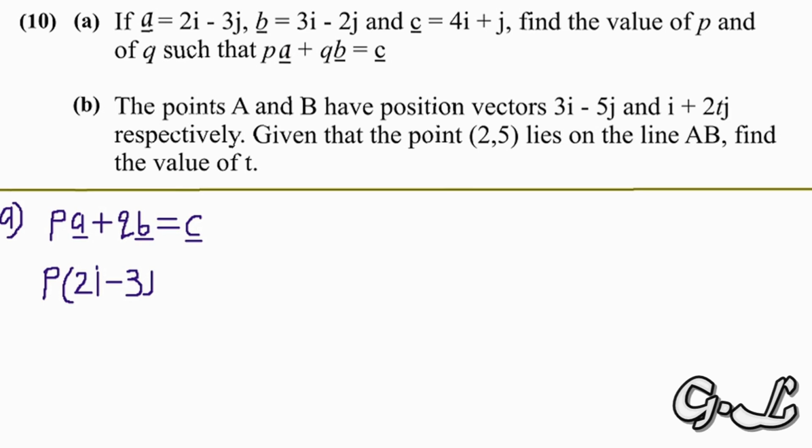So that is what we have, and then we have plus like that, and then Q is going to be maintained like that, and then we have vector B. So vector B, we're given the expression for vector B, we have it as 3i minus 2j. So we're going to write it like that. So we're going to replace vector B with 3i minus 2j, and then is equal to, so we have the vector C. So the vector C is equal to 4i plus j, like that.